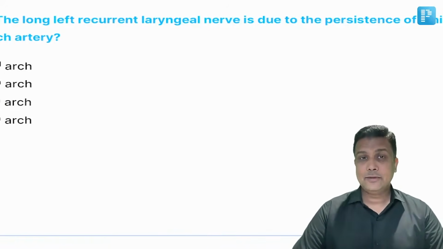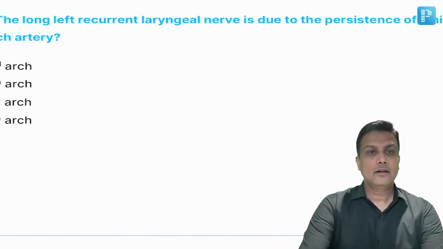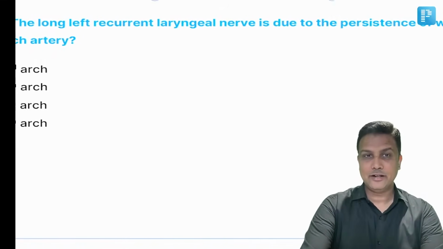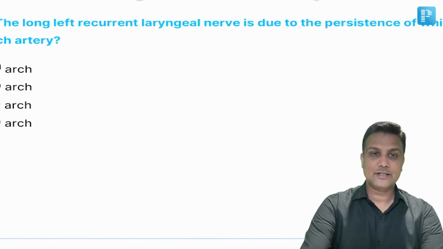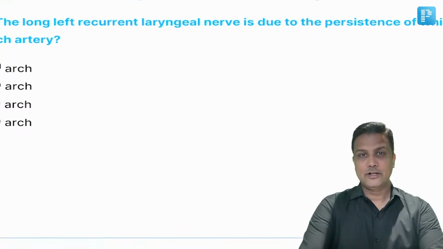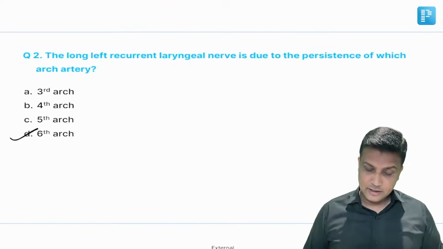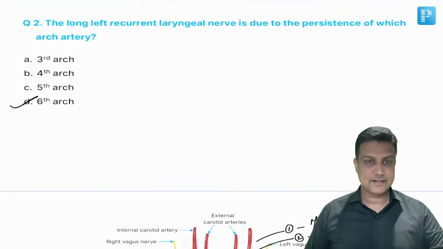So nowadays in your exam, where are they asking the question from? Of course, they are asking the question from gross anatomy, but the answer they're expecting from you is from the embryology part. So please remember, the left recurrent laryngeal nerve is longer because of the sixth arch artery, my dear friends.